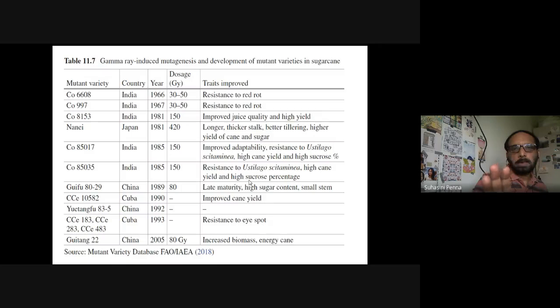This is again taking back to the IAEA database. We have around 17 sugarcane cultivars which have been developed globally. Here you can see India. We have almost 5 mutant varieties which have been developed.